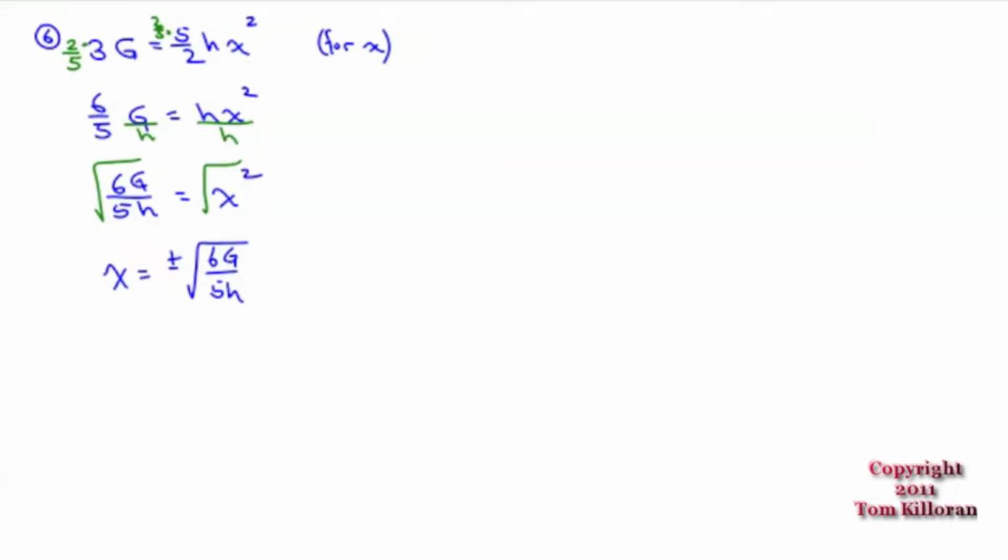Number 8. 9x squared minus 2 equals 3b. Of course, we're solving for x. All right, how would you solve for x? Add the 2 over, so we'll get 9x squared is equal to 3b plus 2.